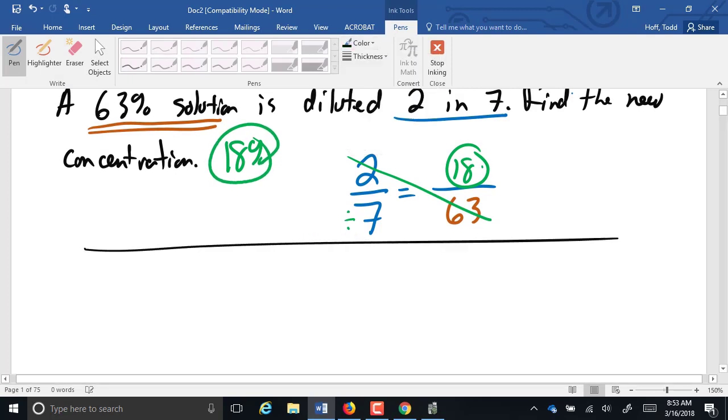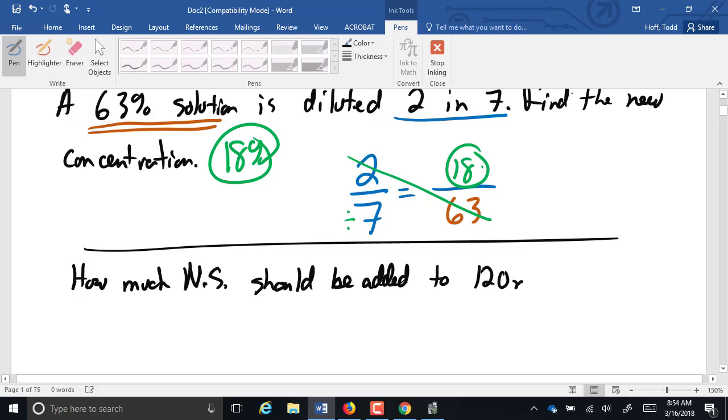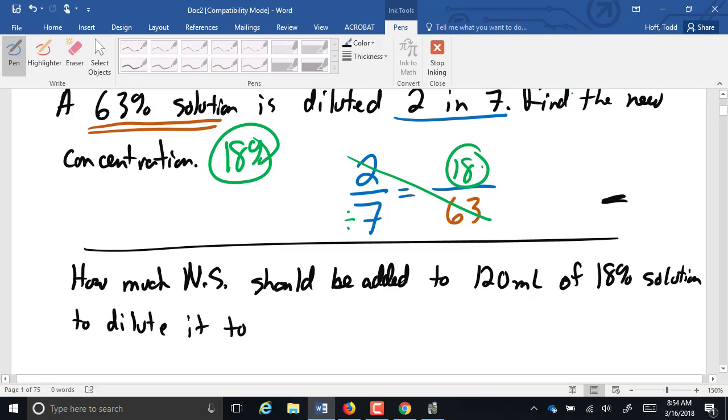Another application of this concept would be: how much saline should be added to 120 milliliters of 18% solution to dilute it to 4%.